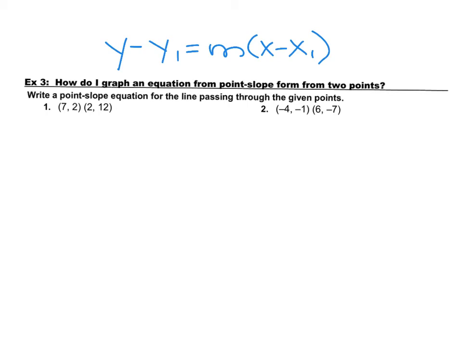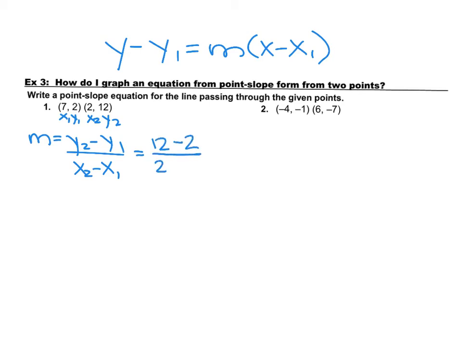Remember, the slope formula was m is equal to, let's just label these, x1, y1, x2, y2. All right, so our slope formula is y2 minus y1 all over x2 minus x1. So let's plug these in to find the slope first. And I'm going to take 12 minus 2 all over 2 minus 7. So that's going to give us a slope. We're going to have 10 all over negative 5, and our slope is going to be equal to negative 2.